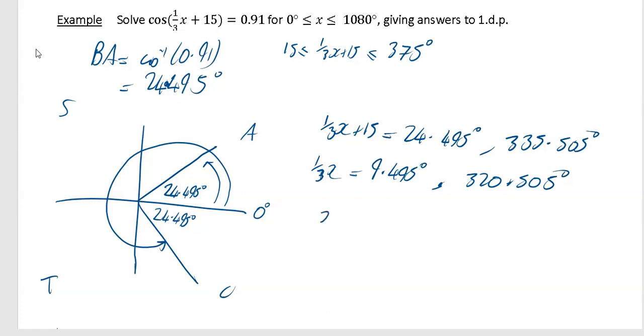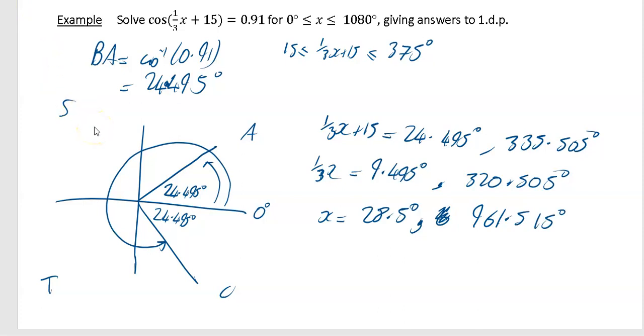My last thing to do is divide across by the 1/3, or you could say the same as multiplying by 3 is the same as dividing across by 1/3. So if you multiply both of those by 3, you'll get 28.5 degrees. That's to one decimal place. And the other one you're going to get 961.515 degrees. And that's it done.